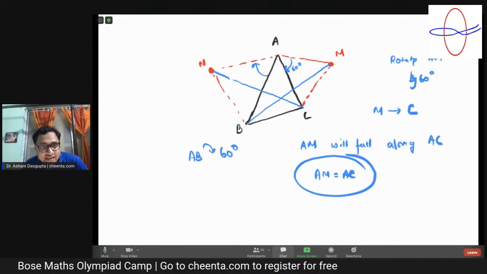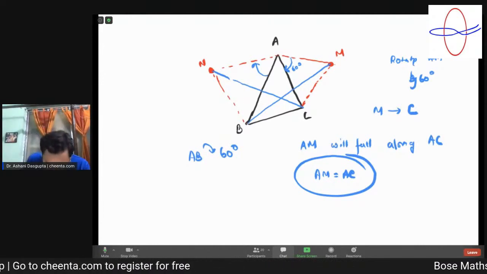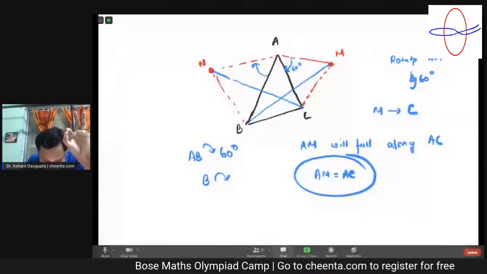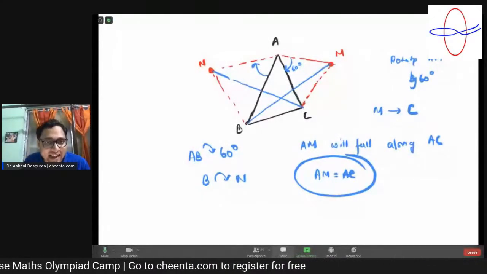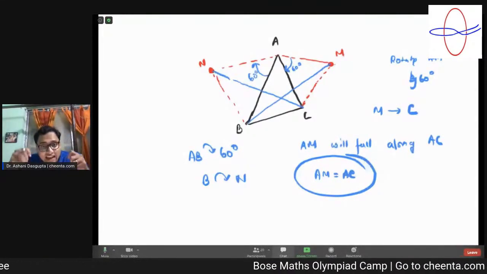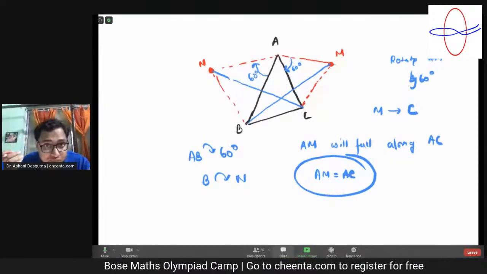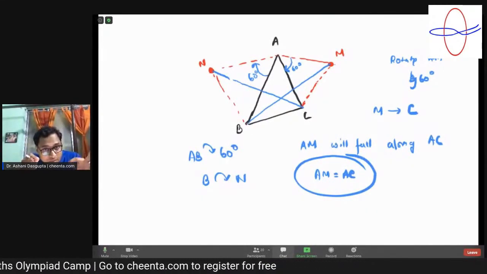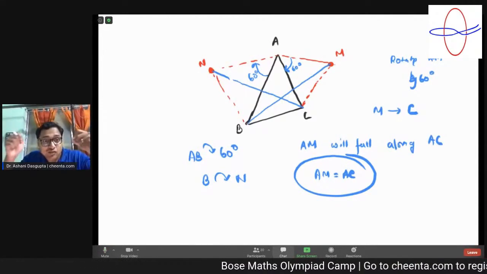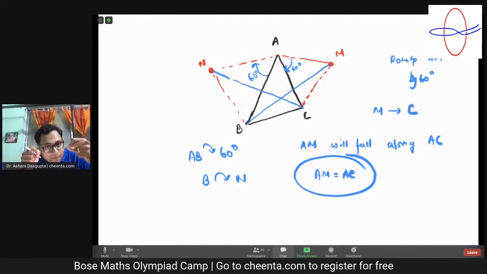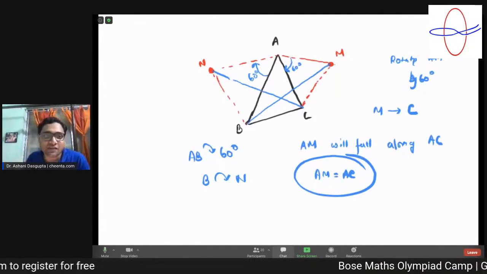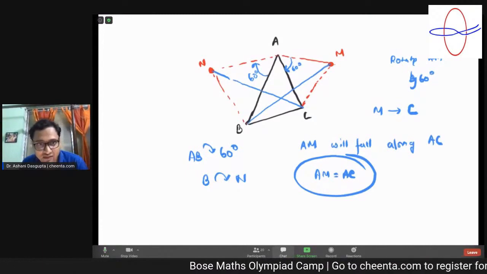If AB is turning by 60 degrees, B will fall where? Well, B will fall exactly on N, because that's also 60 degrees. So what happens to the line BM? M falls on C, B falls on N. The endpoints tell us what happens to the segment. M falls on C, B falls on N, so BM falls on CN. If BM exactly falls on CN, they must be equal, isn't it? Adrija, do you follow?